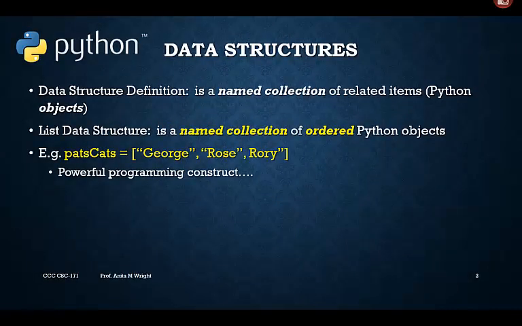First, let's look at a generic definition for the computer science term data structure. A data structure is a named collection of related items. Remember that in Python land, an object is any data item, such as a number or a string. It is a singular entity, whereas a data structure is a collection of objects, which means we have more than one or multiple objects that are somehow related. So in a program, it makes sense to group them under a single name.